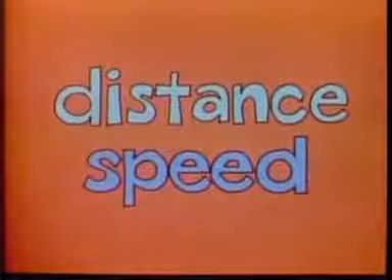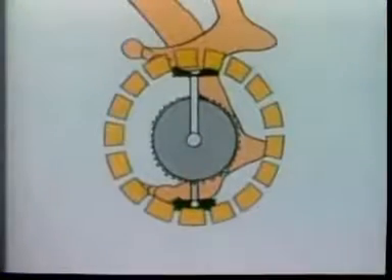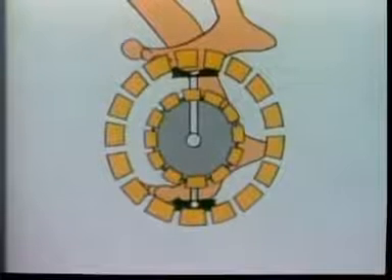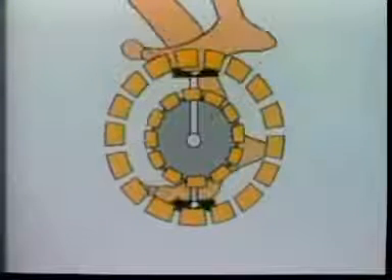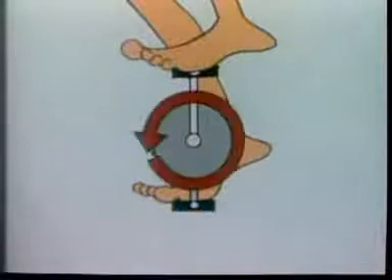But sometimes you're not interested in getting either distance or speed. You want to multiply force instead. To do that, you apply your force to the larger of the 2 wheels on the same axle, as you do when you pedal a bicycle. The pedals go around in a circle this large in order to turn a sprocket that's smaller, this large. Suppose that this wheel is twice the circumference of this wheel. Then, with each revolution, your foot moves twice as far as the sprocket moves. But the sprocket moves with twice the force that you apply to the pedal to power the bicycle.